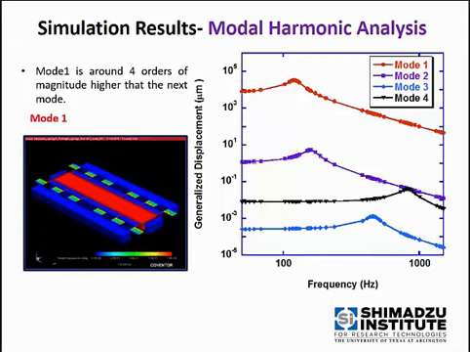Here is a short video that shows how our proof mass should be oscillating. The top electrode is hidden so that we can see how the proof mass should be moving.